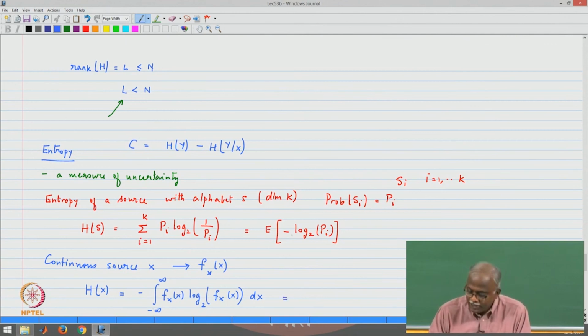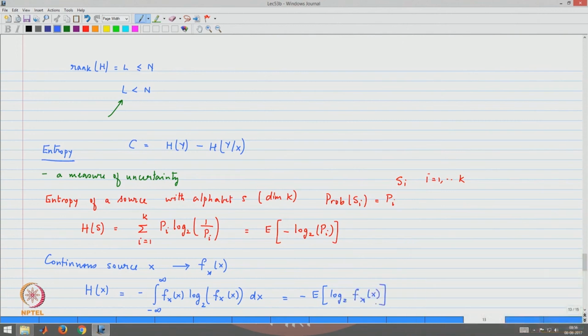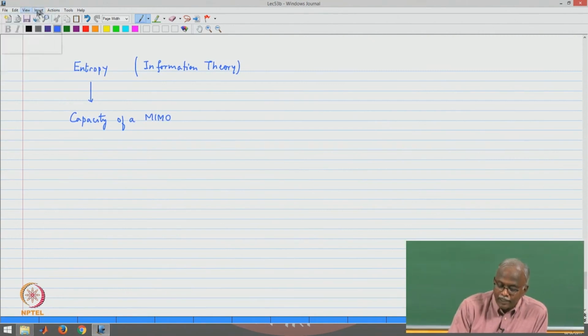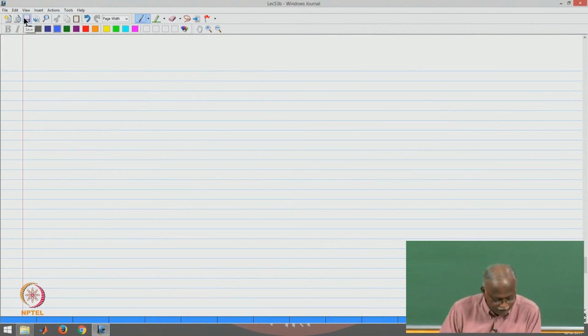This can also be written, just like we wrote last time, as minus the expected value of logarithm base 2 of fx of x, and this would be in terms of bits per symbol. This would be the entropy of the source x. So, this is a very useful quantity for us to have, and what we would now like to do is understand how to introduce these concepts in the context of the capacity calculations.